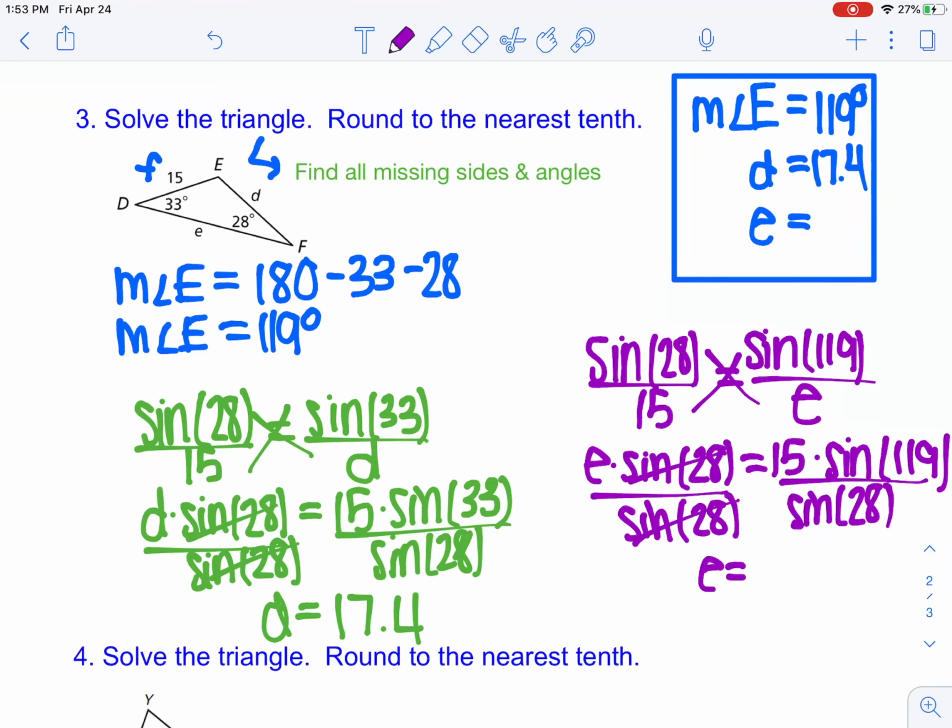And we get E equals 27.9. All right, so now we have solved our triangle. We have all missing values solved for.